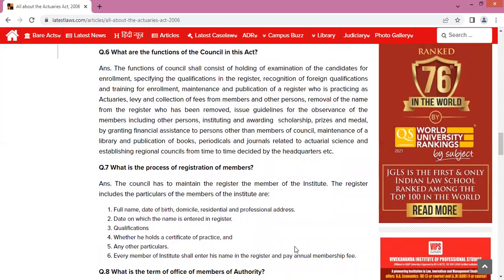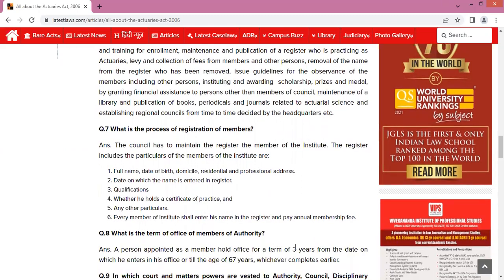So what is the process of registration of members? The institute maintains a register of members. They have mentioned your full name, date of birth, domicile, residential and professional address; everything you should mention there, because if something happens, at that time your family members will get the benefit. If you don't mention that particular document, your family is not eligible to take that kind of benefit, right? Then the date on which the name is entered in the register, right? Qualification, whether he holds a certificate of practice or not, and any other. So that is the qualification you require as a member for registration.